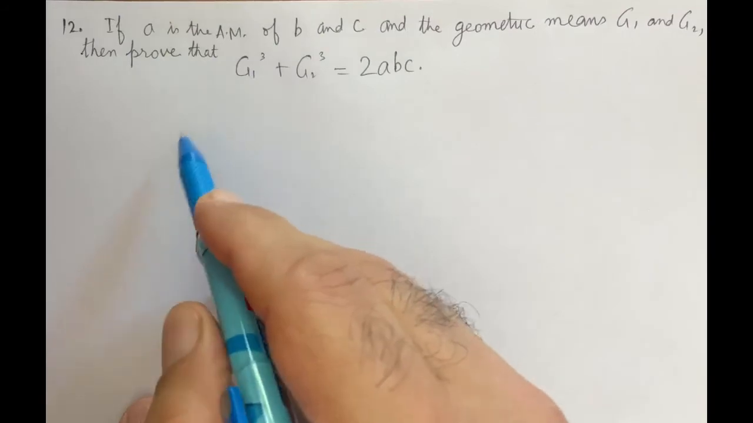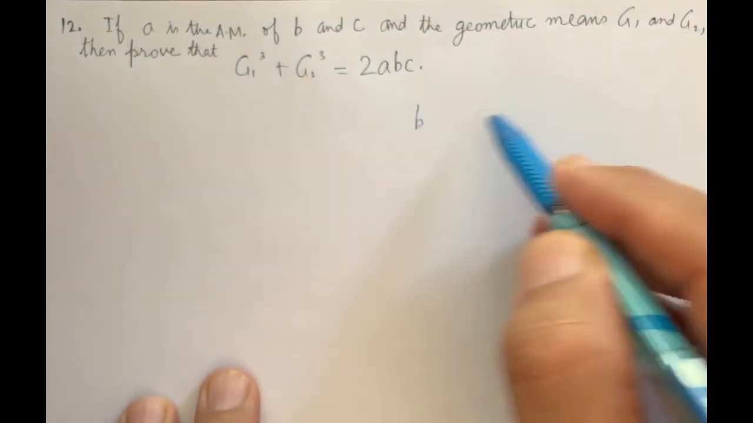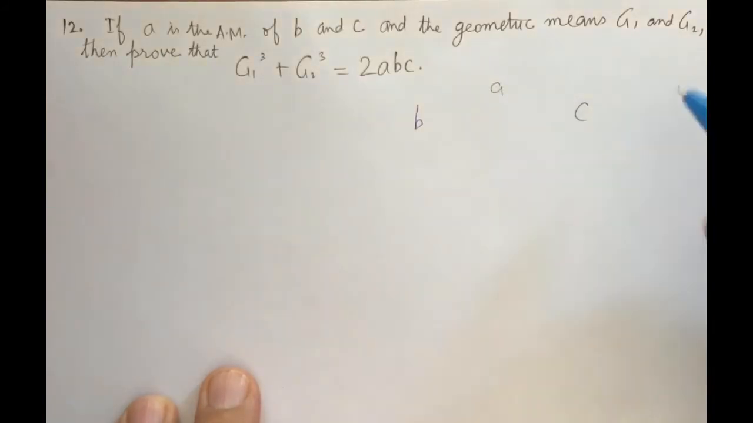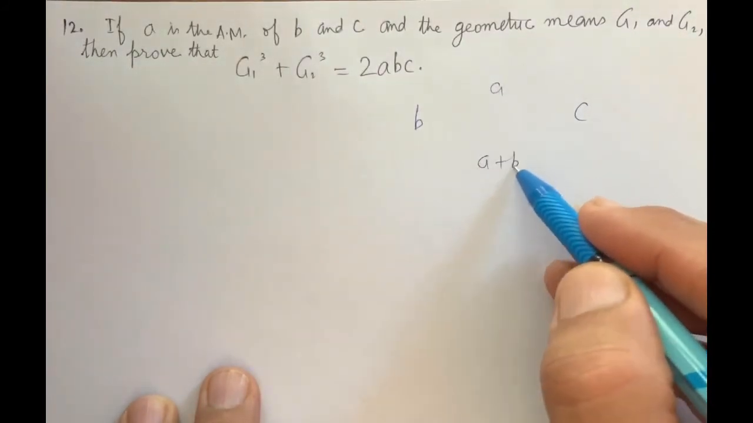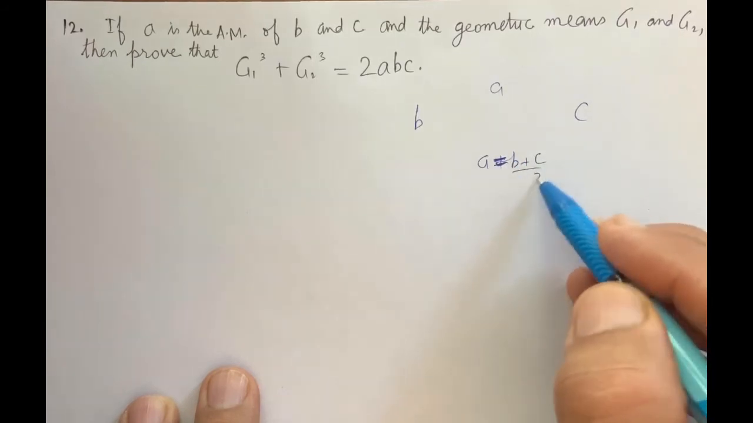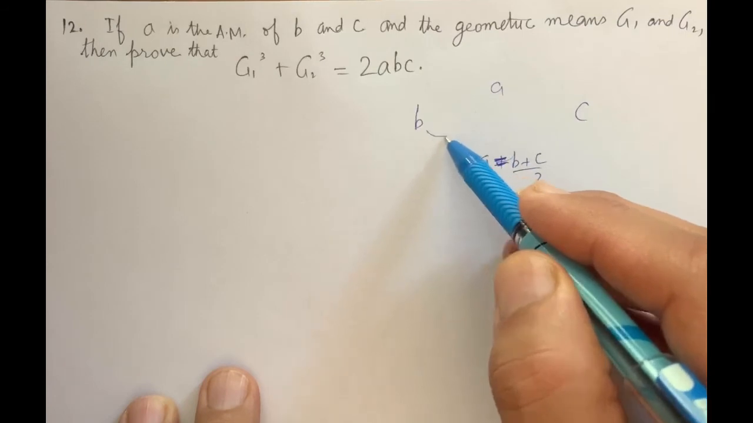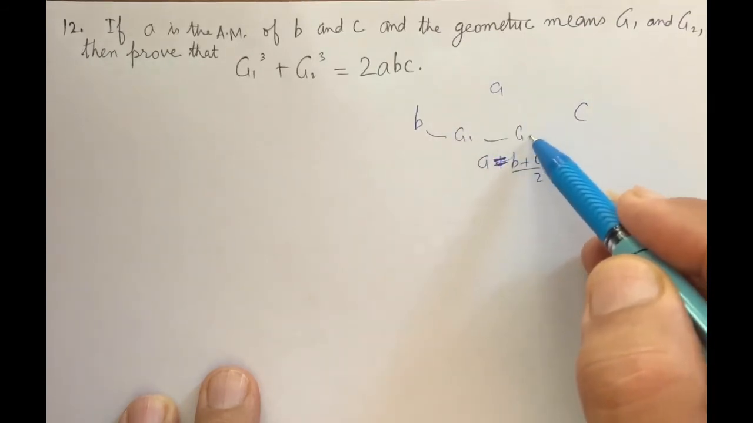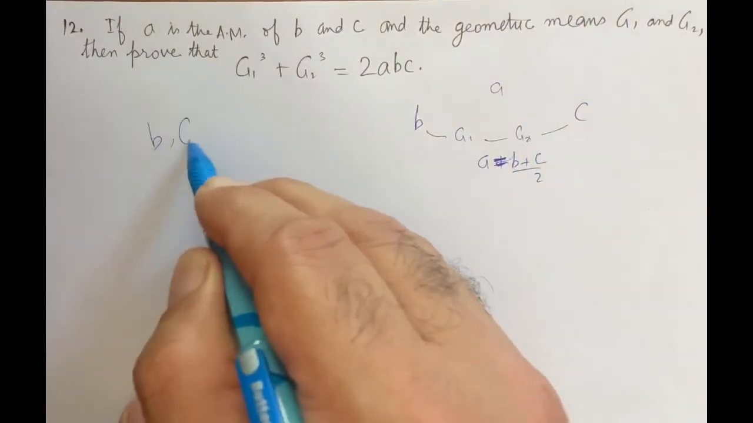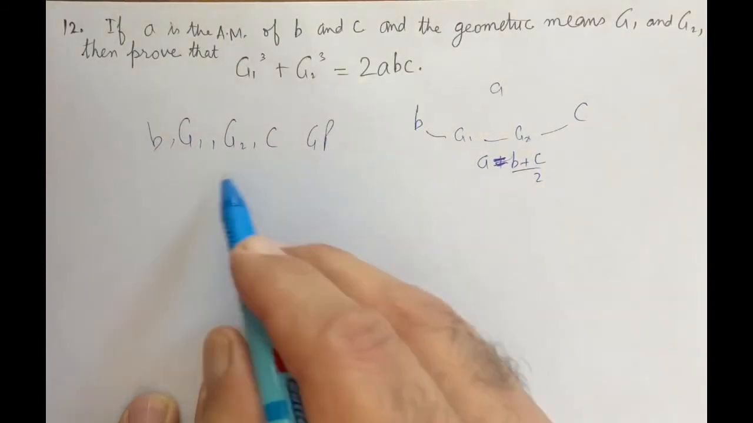In the last question we have a is arithmetic mean of b and c. So b, c, this is a. So that means a is equal to b plus c by 2. g1, g2 are geometric means. This is g1, this is g2. So b, g1, g2 and c. This will be a GP of 4 terms.